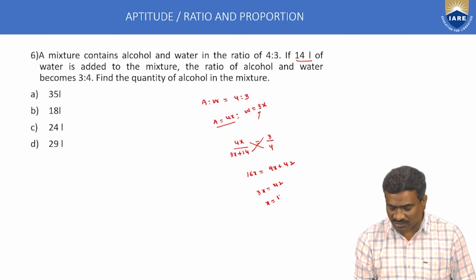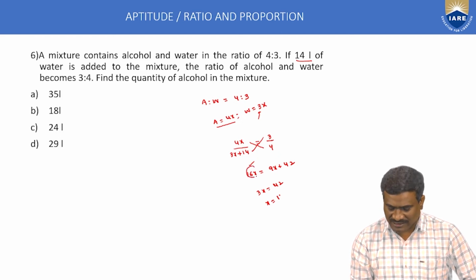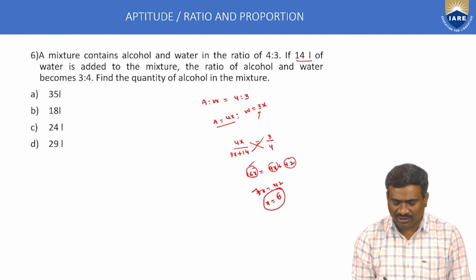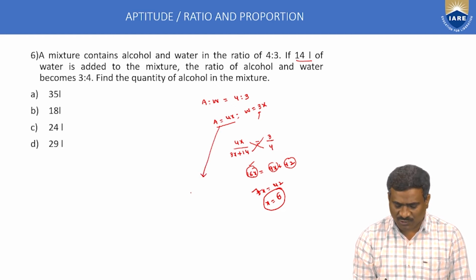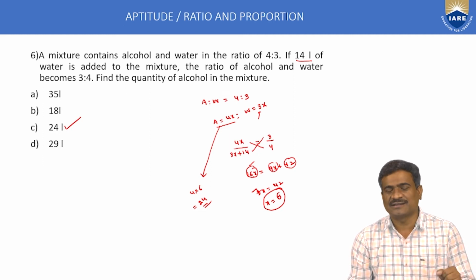x is equal to, once again, 4 into 4 is 16x. Here next, 9x plus 42. Next, 7x is equal to 42. x is equal to 6 liters. Here find the quantity of alcohol, that is 4x. 4 into 6 is equal to 24. Option C only is correct. This is about the sixth example.